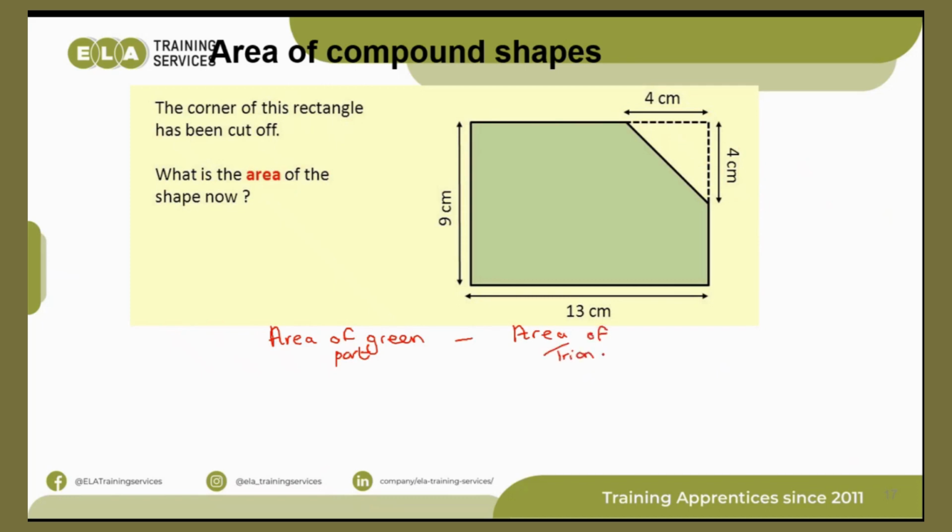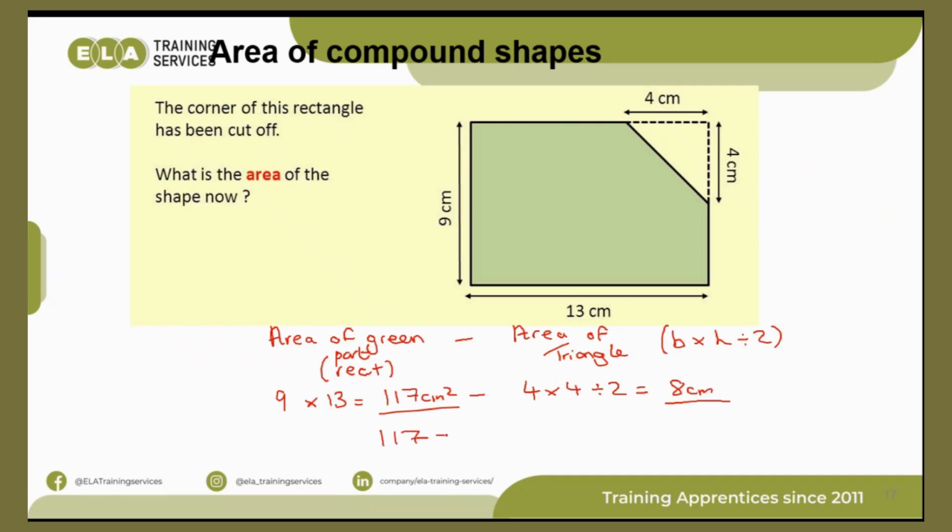So it's always good to deal with what shapes you're dealing with. So the green part, which is the big rectangle, we're going to do 9 times 13, which is 117 centimetres squared. And then the area of the triangle we know is base times height divided by 2. So it's 4 times 4 divided by 2, which is then 8 centimetres. 117 take away 8 is then 109 centimetres squared. And we've got our answer.